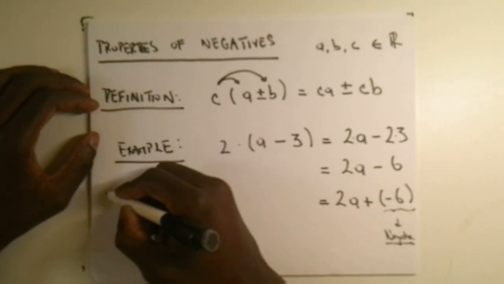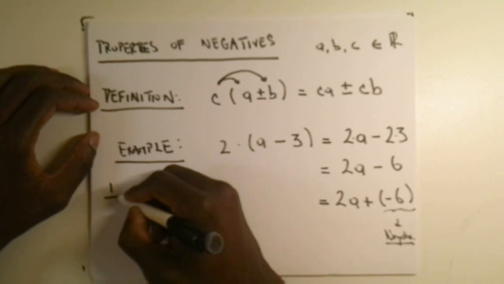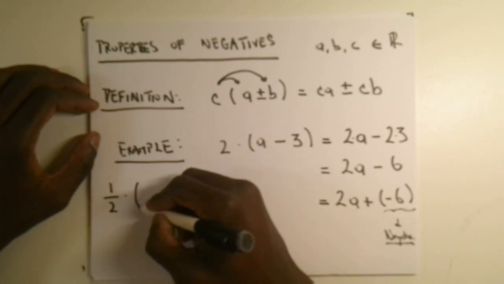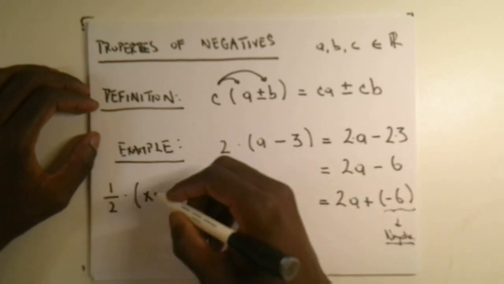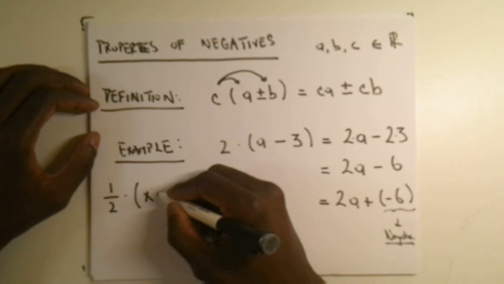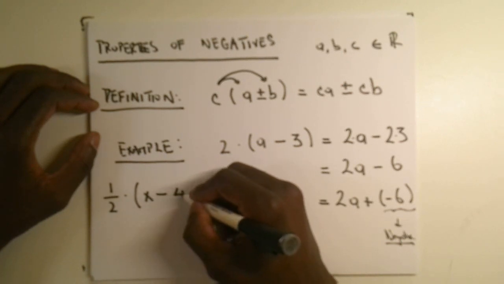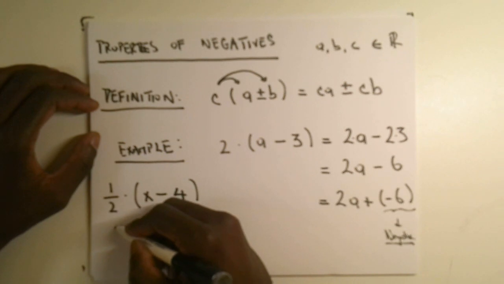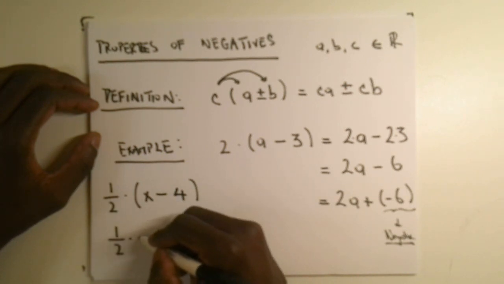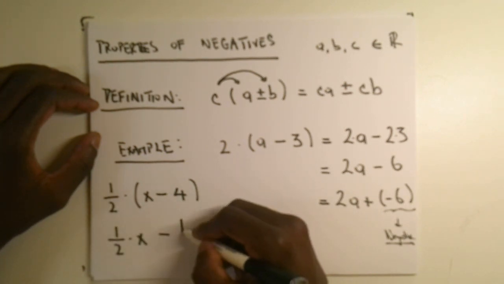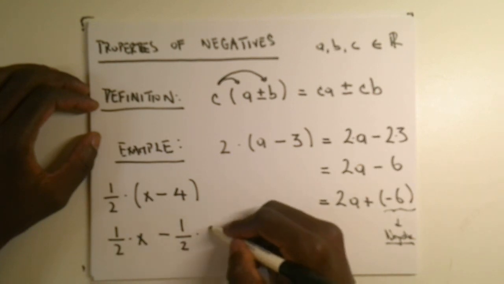Let's look at one more example. Let's say I have 1/2 times x, and then let's say minus 4. So I will distribute this. So 1/2 times x minus 1/2 times 4.